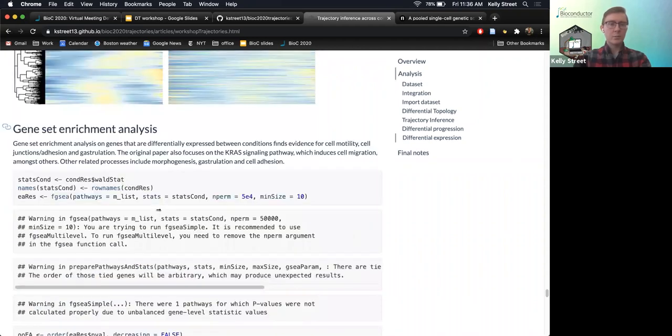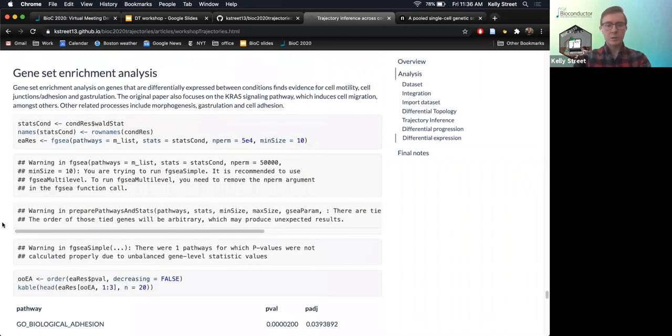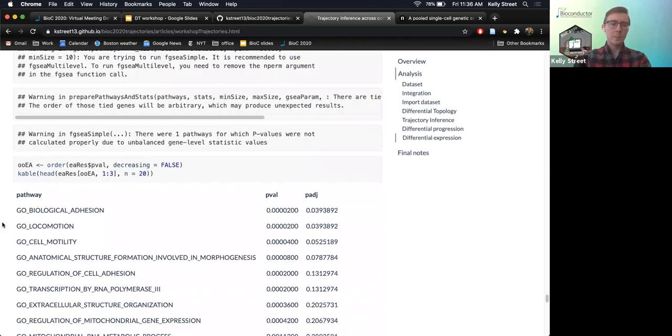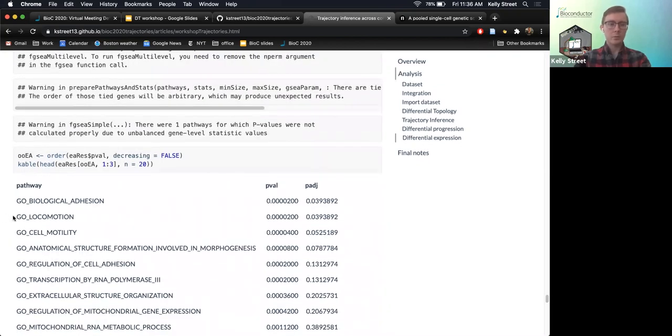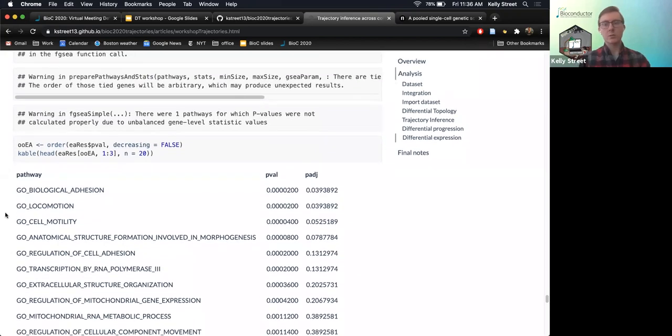And then just as a last step, we once again ran some gene set enrichment analysis and found some markers for locomotion and cell motility, things that we think are related to the treatment and similar to the types of conclusions drawn from the original paper.